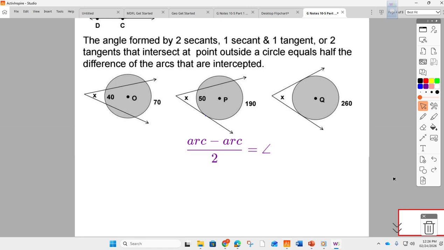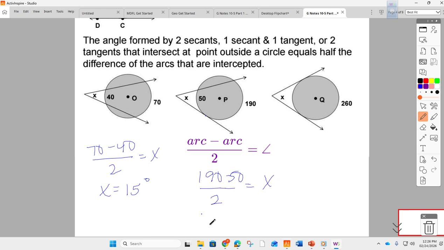All right, so let's see what that looks like on this example. Big arc minus little arc divided by 2 equals x. So 30 divided by 2, so now we know x is 15 degrees. So far, so good? All right, what's the equation for this middle one? 190 minus 50 divided by 2 equals x. So that's 140 divided by 2, so that angle measures 70 degrees.